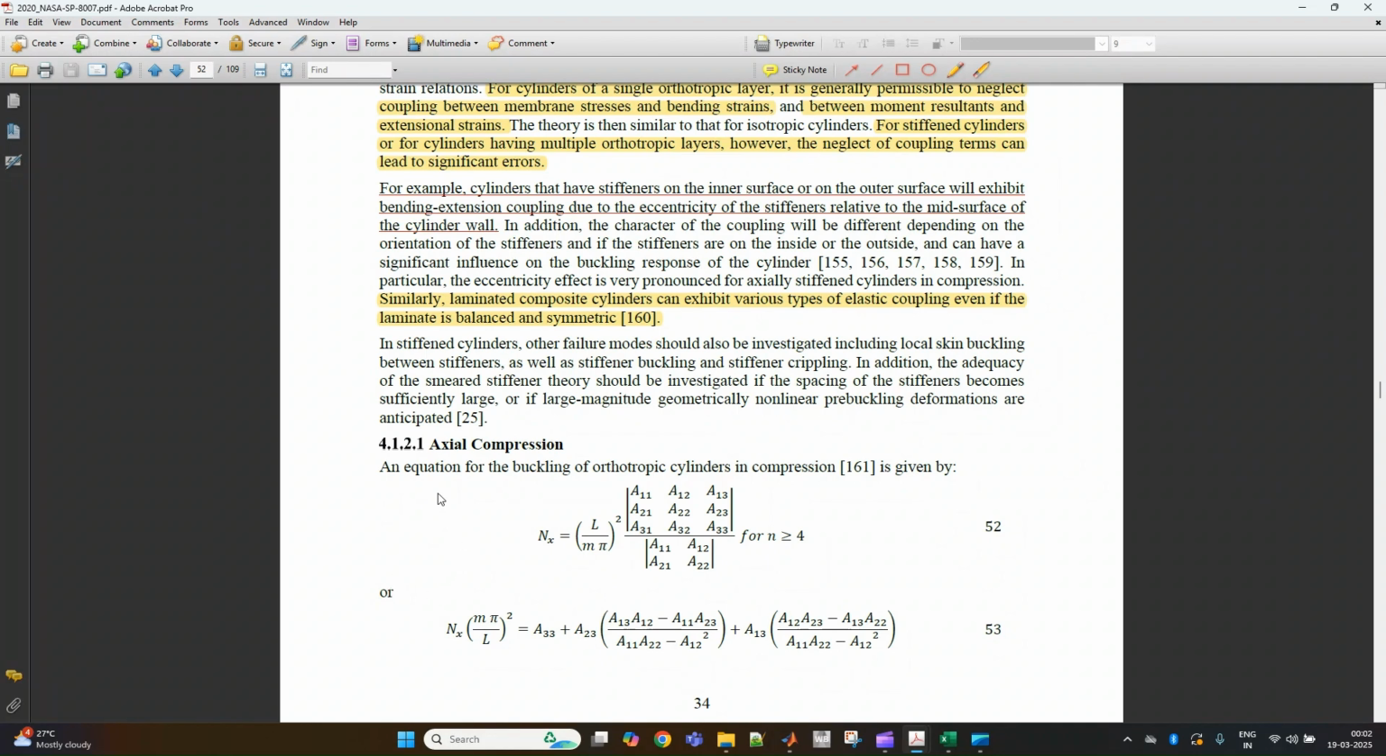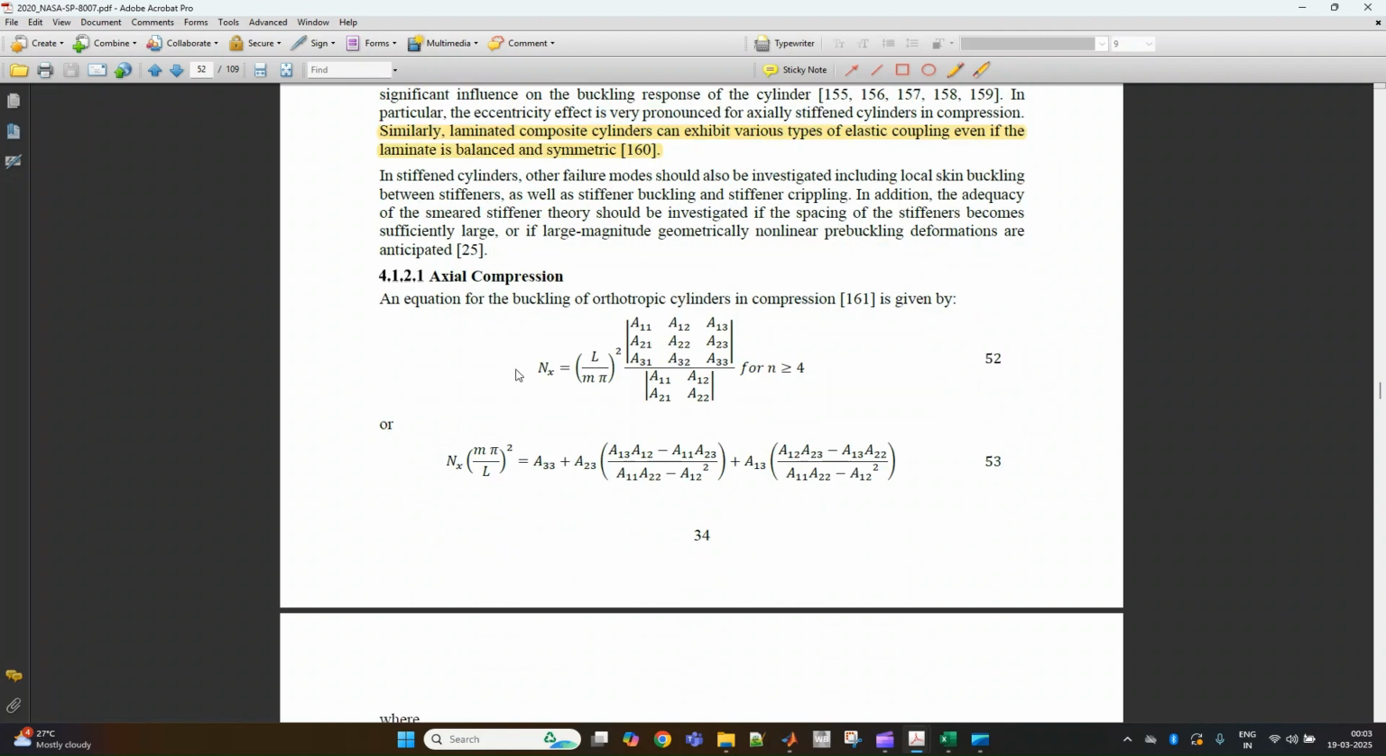But in this video, we are going to talk about the axial compression load only, which is applied to an orthotropic cylinder, that is, a cylinder made of a composite material, and find out accurately at what load the cylinder is going to buckle. As I mentioned a while ago, this document was originally published in 1968. This is the latest version of 2020. This is the formula where Nx represents the load per unit length in the axial direction which will cause buckling. This is equation 52.